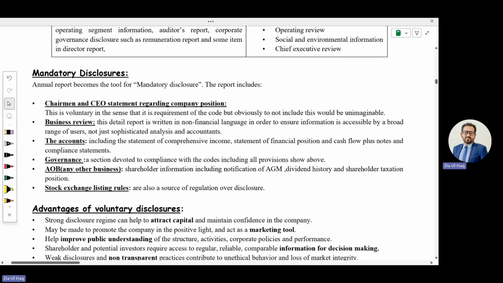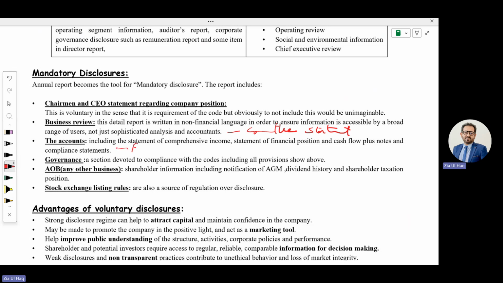So what are the mandatory disclosures that must be in the annual reports? Chairman and CEO statement, it is a mandatory disclosure. Business review means the committees' statements, meaning every committee will provide its statement, how we are performing, how we are participating in company affairs. Business review means they will explain their statements, the activities they are performing relating to business.